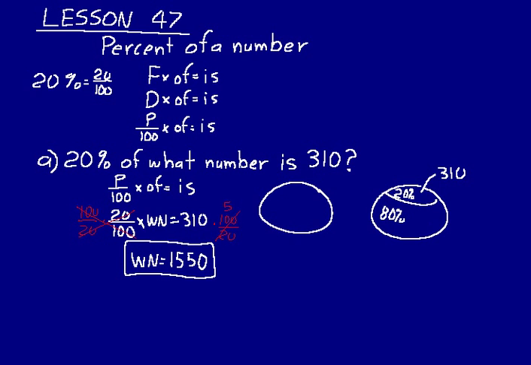And so in our percent diagram, 1550, that's the total. 20% of that was 310. And we could just do 1550 minus 310. That's equal to 1240. That's the other 80% of the total is equal to 1240.